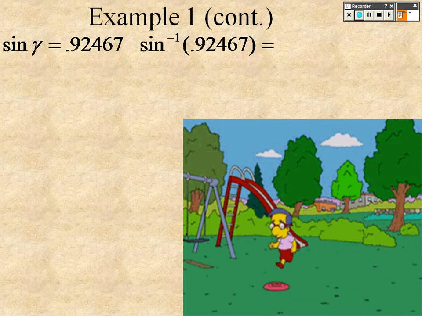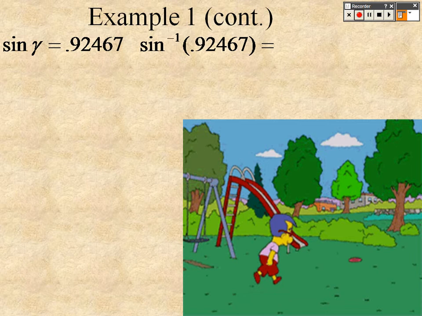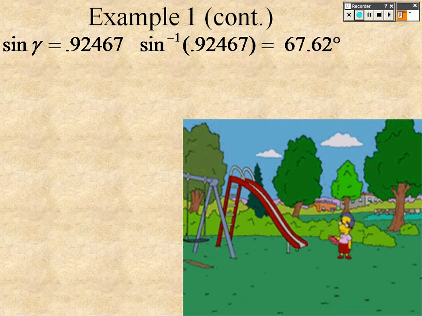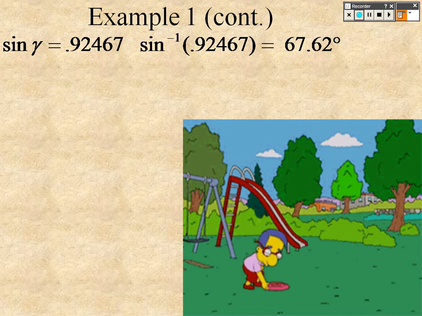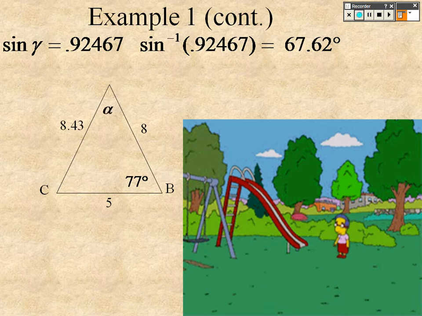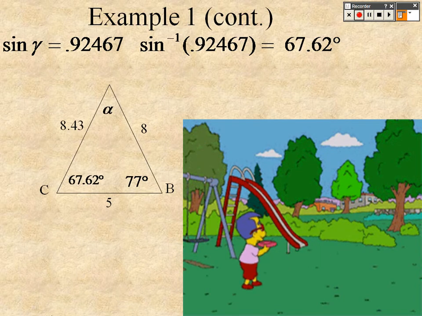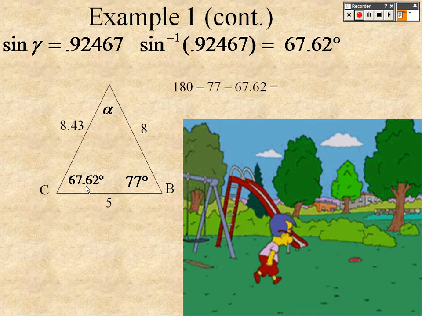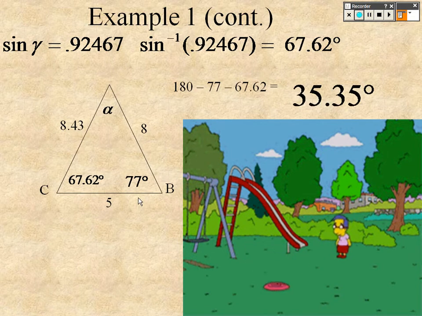So I just do the inverse sine. I'm trying to find the angle. Sine inverse of 0.92467 to get 67.62 degrees. And because we did that, now I can find the other missing angle, because I know a triangle has 180 degrees, so I do 180 minus 67.62 minus 77 equals 35.35, and there's all your missing angles and sides.